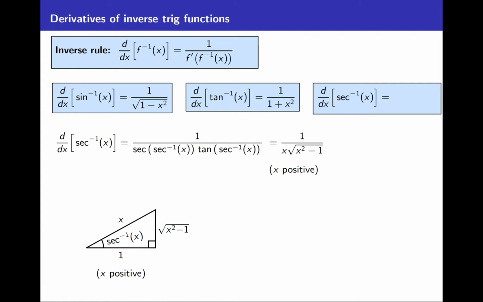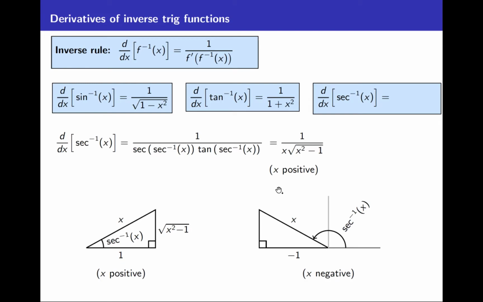Remember that when x is negative, secant inverse of x has a different picture. Secant inverse of x is actually an angle that's bigger than pi over 2. It's bigger than 90 degrees. It's an obtuse angle. It looks like this. So when x is negative, things are interpreted this way. Secant inverse of x is this angle.